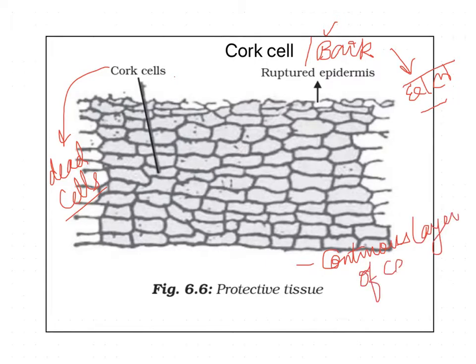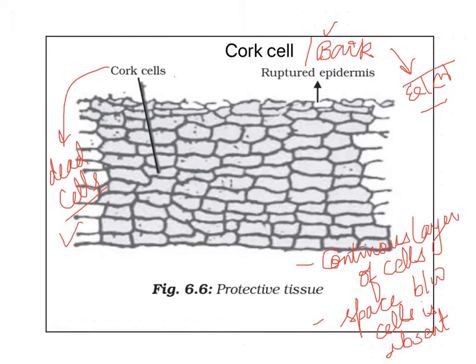Okay, your bark cells are arranged one after another, and there is no space between the cells. So space between cells is absent. Clear? So cells are forming a continuous layer. There is no space between the cells, and these cells are dead. The cells of the cork are dead.